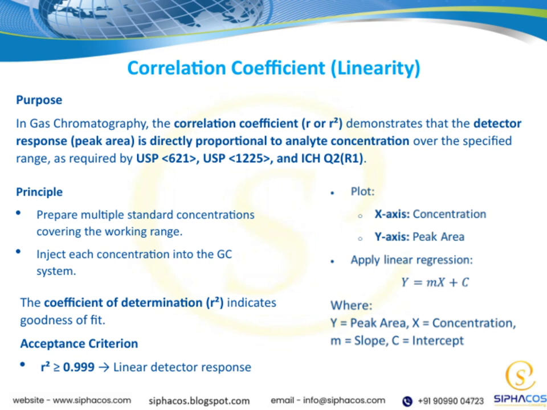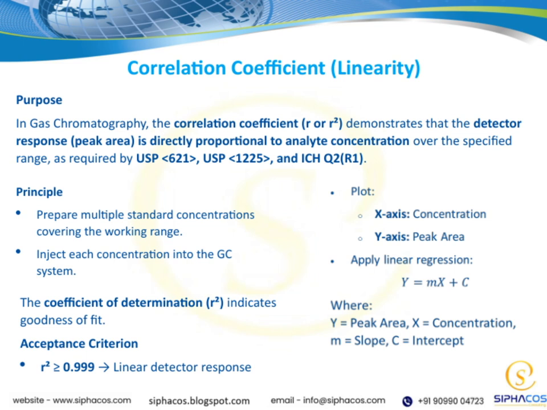Now, the principle behind this is to prepare multiple standard concentrations that span the entire working range of our method. We then inject each of these standards into the gas chromatography system. This process allows us to generate a calibration curve by plotting the peak areas against known concentrations.